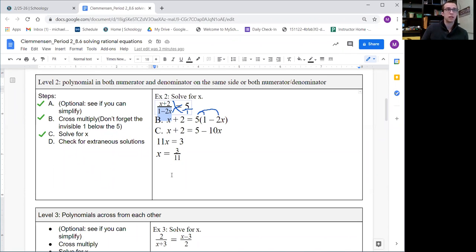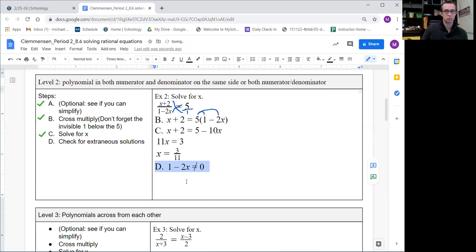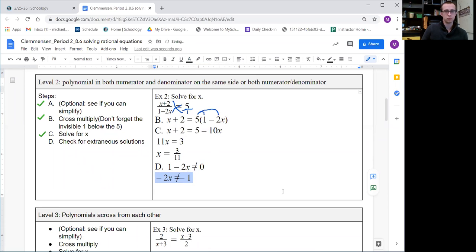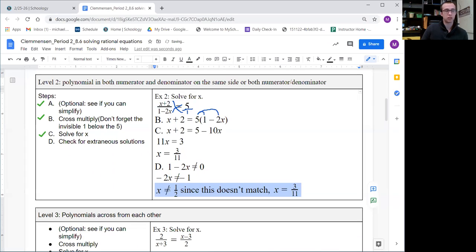So what we call that is our restriction. So I'm going to check my restriction. So I'm going to set 1 plus 2x not equal to 0. And 1 minus 2x not equal to 0. And I'm going to solve. All right. Subtract 1, divide by negative 2. And I end up with, so do that whole thing. x is not equal to 1/2.